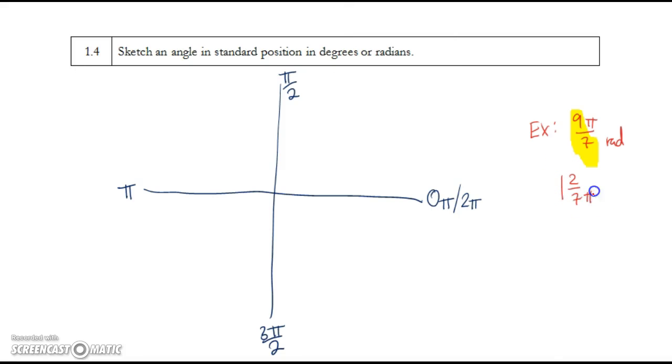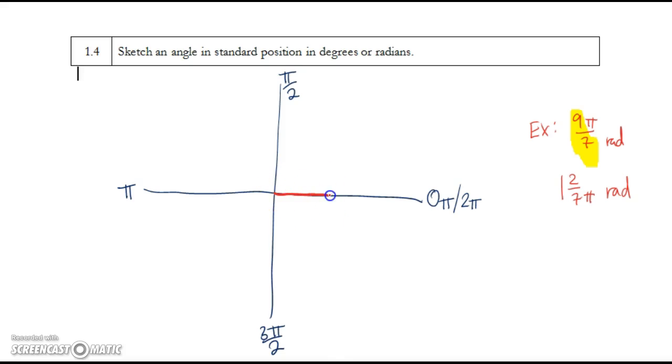How do we get that? Well, ask yourself, how many times does 7 go into 9? That is 1. That's where the whole number is coming from. And how many are left over when 7 goes into 9? That answer is 2. That's where the numerator is coming from. The denominator remains 7. So we have 1 2/7 pi radians. Now we're never going to see it written as a mixed number, but we're going to use this mixed number to help us place the angle.